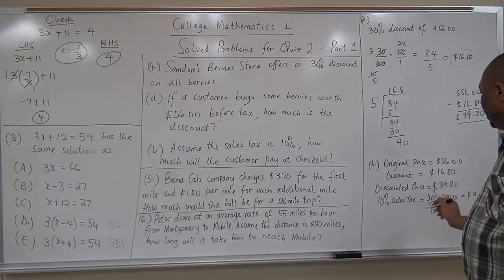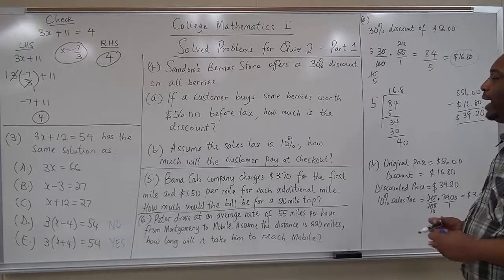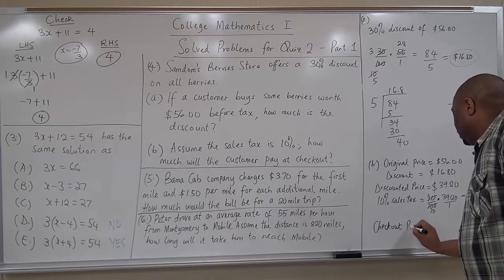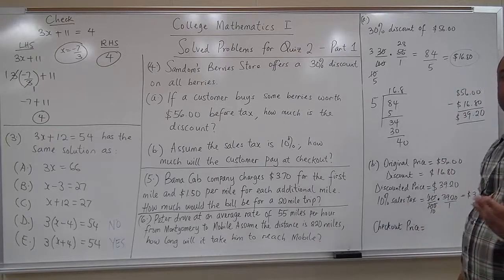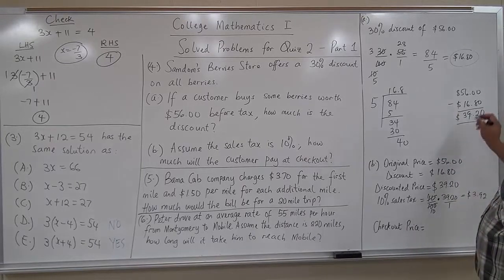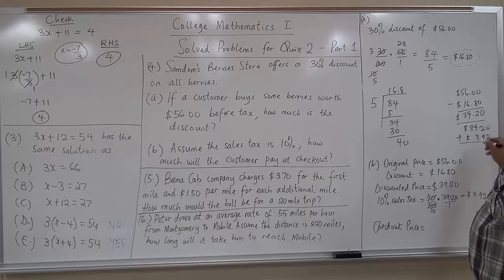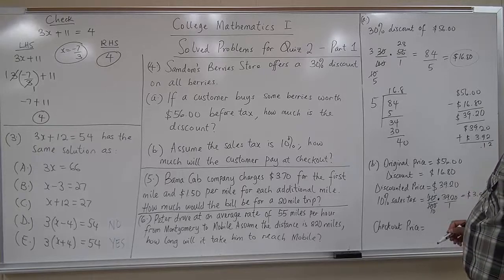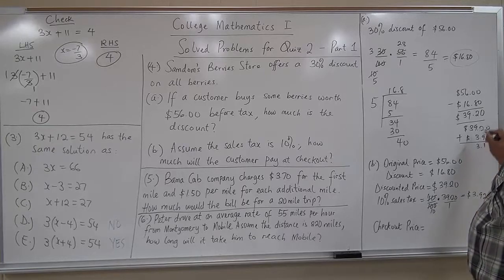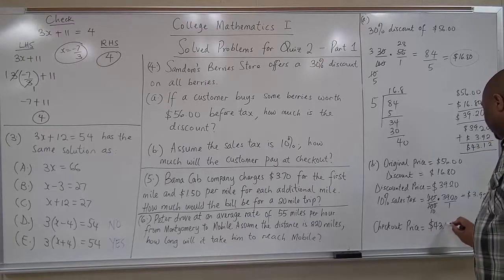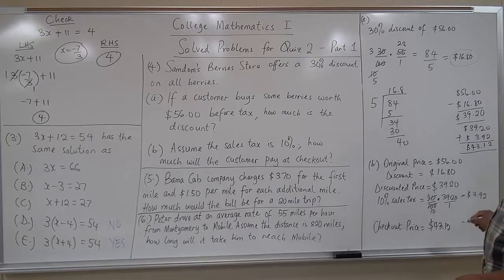So now, the checkout price. The checkout price. How much is the amount the customer will now pay? $39.20 plus $3.92 sales tax. So that is 0 plus 2, 2. 2 plus 9, 11. 1 plus 9, 10 plus 3, 13. 1 plus 3, 4. $43.12. That is the amount the customer will pay. And this becomes your answer.